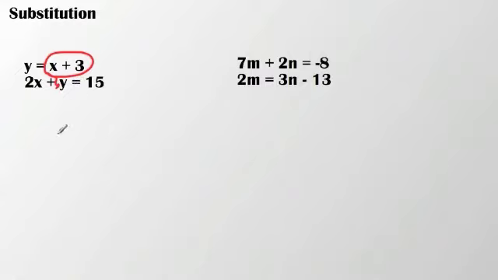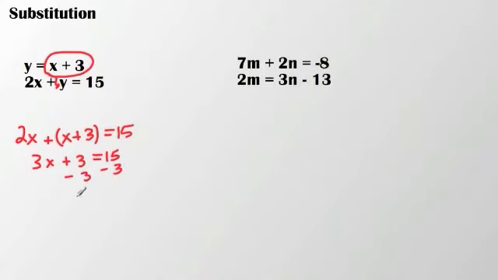So what I'm going to do is plug in x plus 3 for y in the second equation, which gets me 2x plus, now instead of y, I'm using x plus 3, equals 15. And then I'm going to go ahead and solve for x. So this is 3x plus 3 equals 15, and I subtract 3 from both sides. 3x equals 12 and x equals 4.